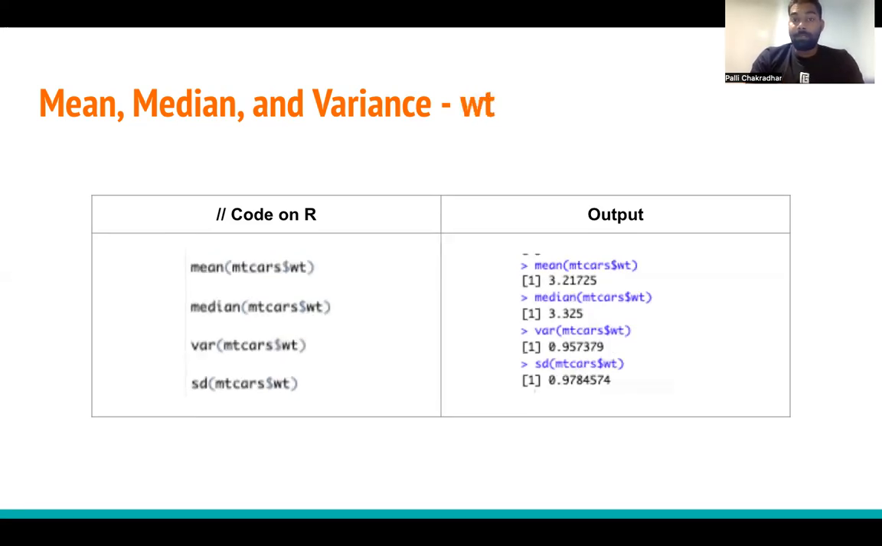Similarly, I finished it for the weight variable. Here, as you can see, I have the code on the left and the output on the right. The mean is 3.217 and the median is 3.325, with variance 0.95 and standard deviation 0.978.